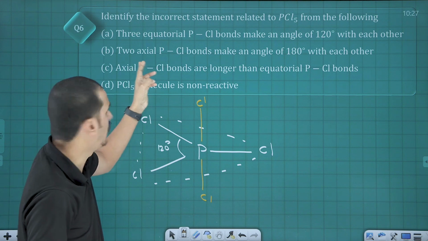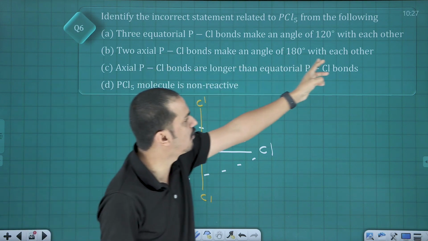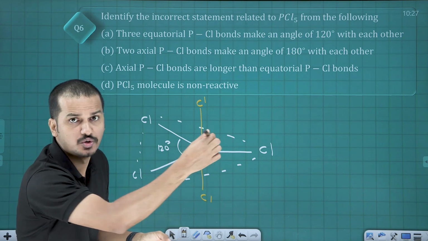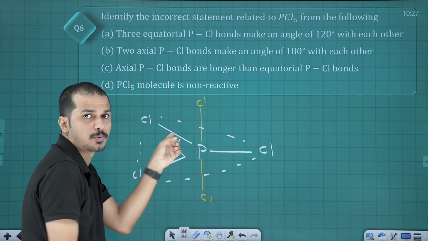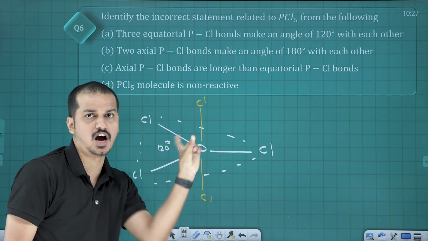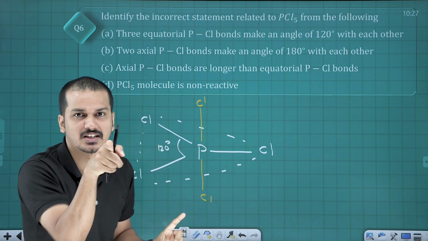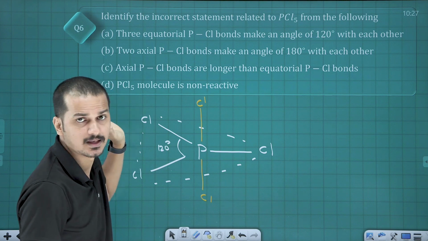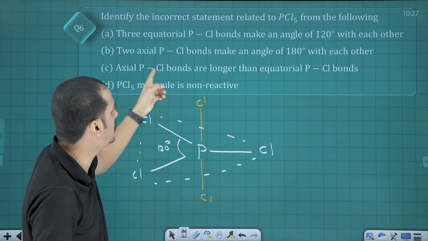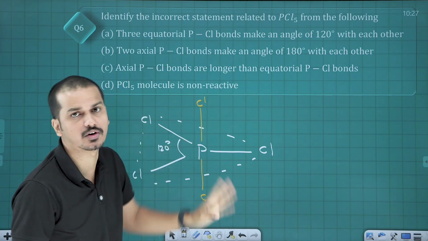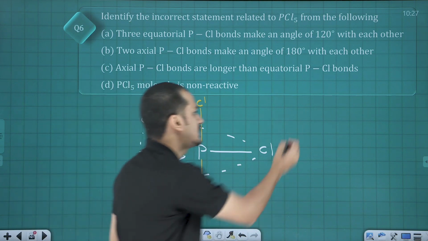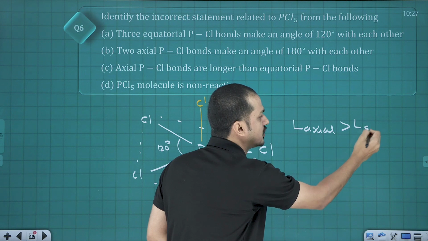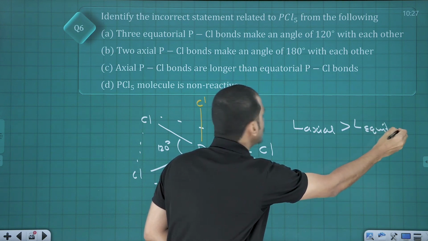Next one, B: 2 axial PCl bonds make an angle of 180 degrees with each other. Yes, of course. One chlorine is projecting out towards you, towards the observer, and one is projecting in. So the second statement is also correct. What about the third statement? Axial PCl bonds are longer than equatorial PCl length. Correct, the length of axial is greater than the length of equatorial. That is also correct. So what about the next one?